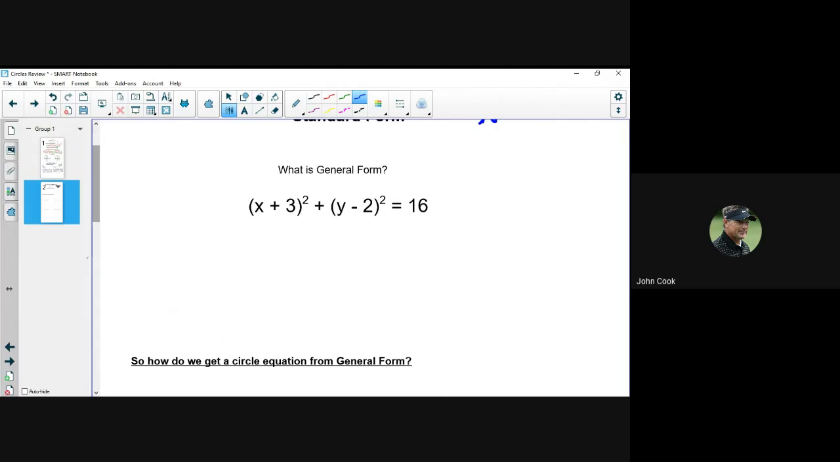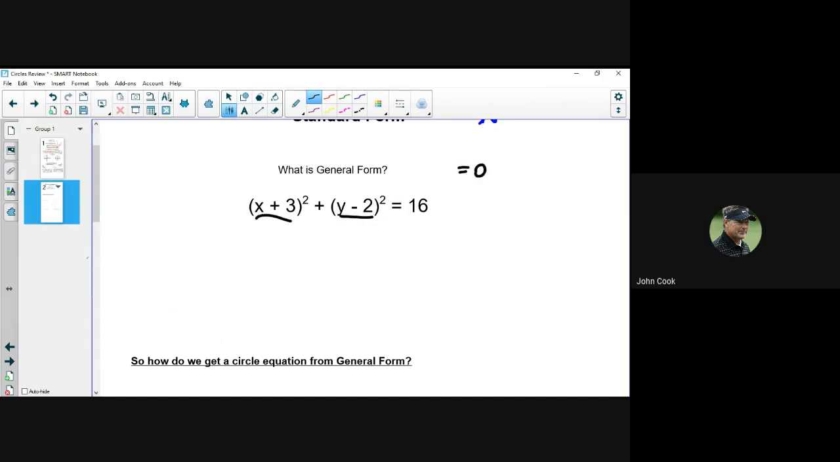Well, what if some jerk foiled all this stuff out and then combined like terms? So basically, that's what general form is. It's like that jerk just foils everything out or distributes everything out. And then at the very end, they want everything equal to 0.